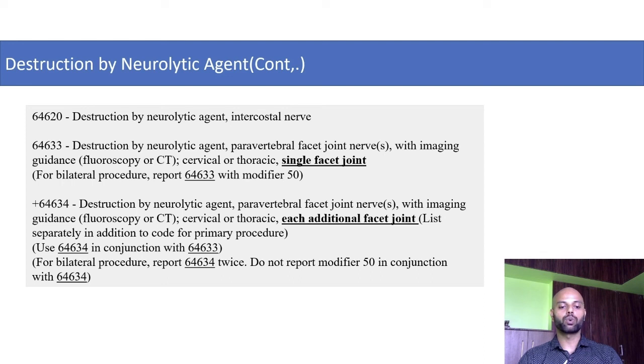64634 is an add-on code for 64633. For each additional facet joint injection, for bilateral procedure, report this code twice and do not report modifier 50 in conjunction with 64634 because this is an add-on code.